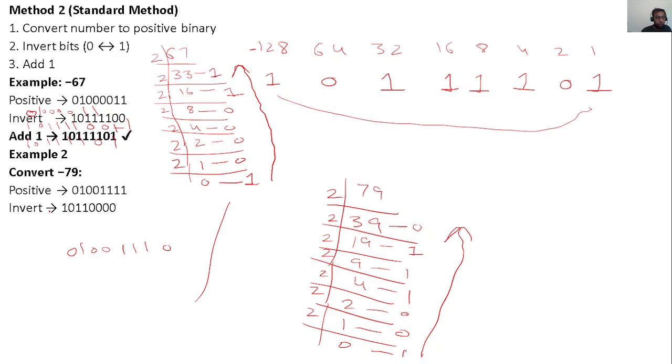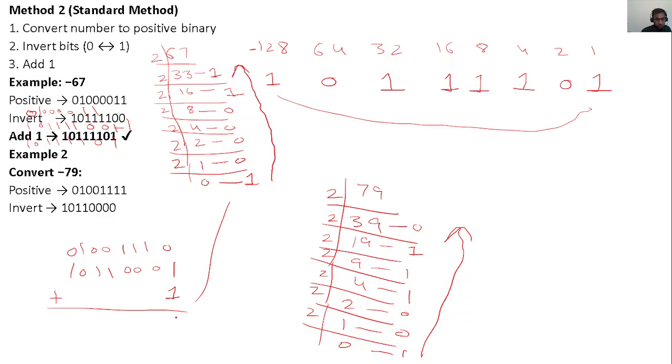Now what is the next step? Next step, we invert the bits. So we convert 1 to 0 and 0 to 1, 0 1 1, 0 0 0 and 1. Next, the last step is to add 1 to it. Now we are going to add 1 to this number.